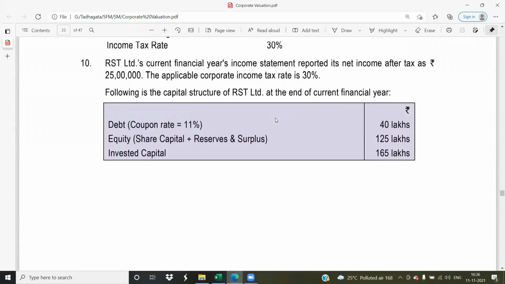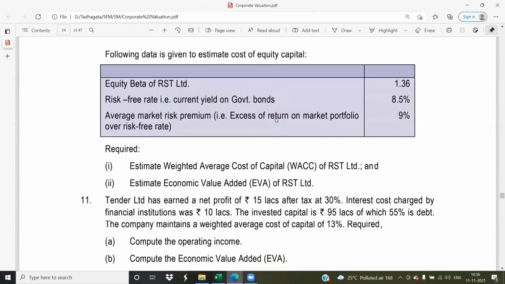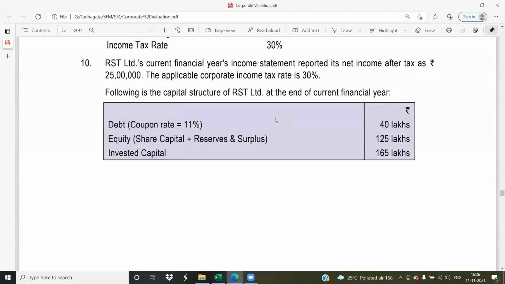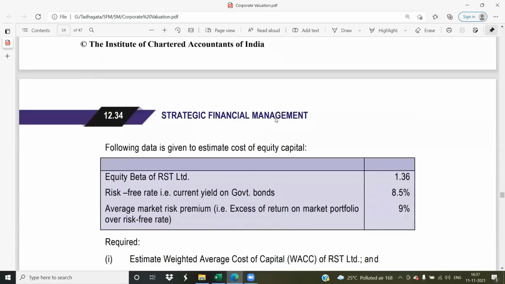Now let's do problem number 10. So what is being asked in the question? Estimate WACC and estimate EVA. Okay. So what is being given in the question? See, you have its current income statement, which has reported its net income after tax as 25 lakh. Applicable income tax rate is 30%. Following is the capital structure. Debt having a coupon rate of 11%, it is 40 lakh. Equity share capital plus reserves and surplus is 125 lakh. So invested capital is 165 lakh, right?